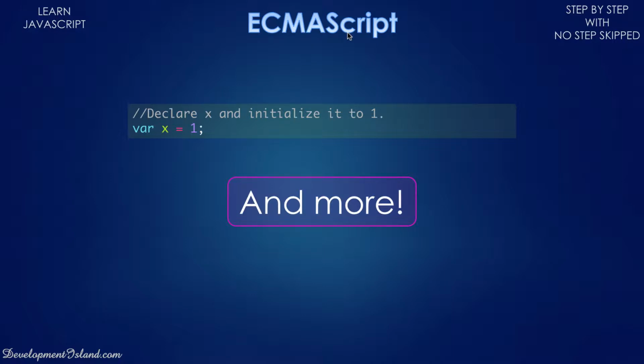Now, where does the name come from? Well, ECMA stands for European Computer Manufacturers Association. Basically, JavaScript was originally created at Netscape, and they wanted to standardize the language, so they submitted the language to ECMA. Now, there was a trademark problem with the name JavaScript, so that's why they called the standard ECMAScript. That's all.